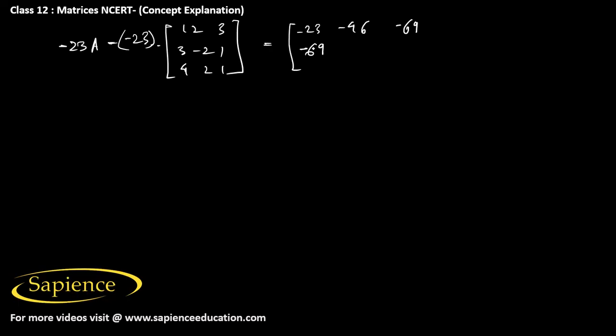So this will be 2 threes are 6, 2 twos are 4, then minus 23, then this will be 4 threes are 12, 4 twos are 8, minus 92. So this will be minus 92. And then this will be minus 46, and this will be minus 23.